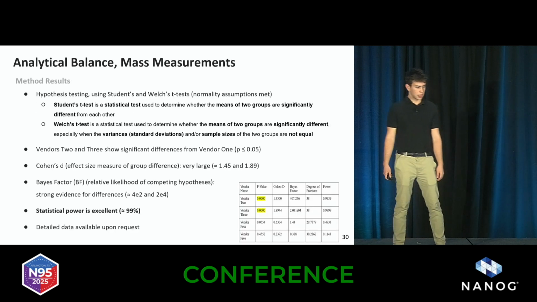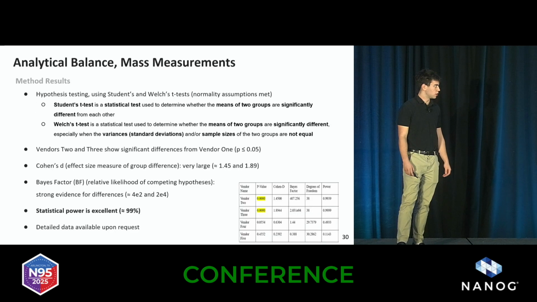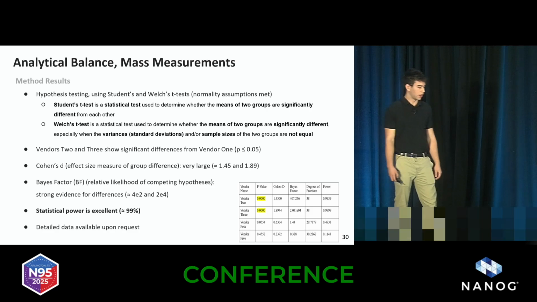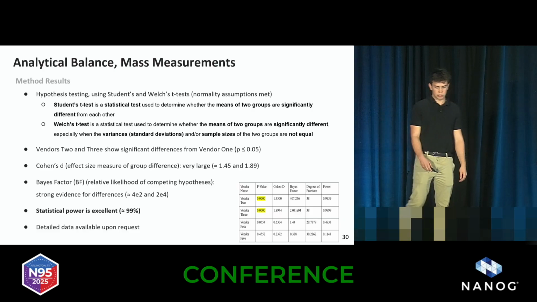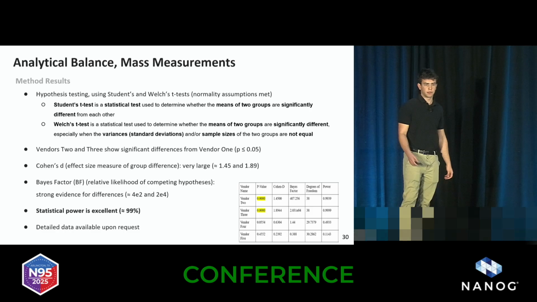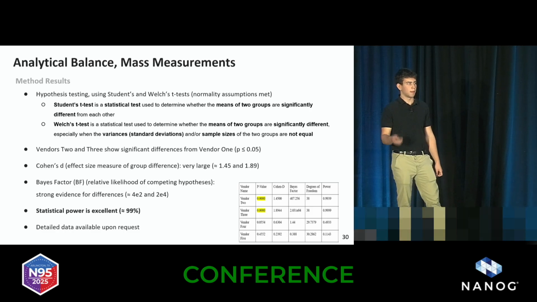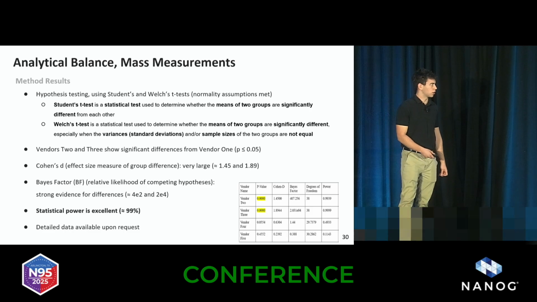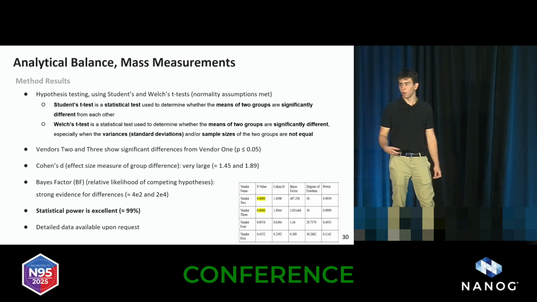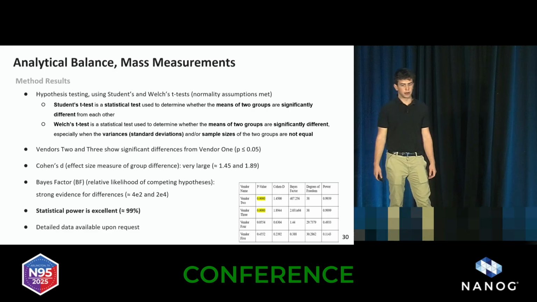And you can see here, I know this is a lot on the screen, but I just want to highlight that we had a very high statistical power for saying that vendors 2 and 3 are statistically significant, and our Cohen's d was very high for this. I'm not sure how many of you are familiar with statistics, but we were very confident that these results are pertinent to what our analysis was, and we felt very strongly about them.